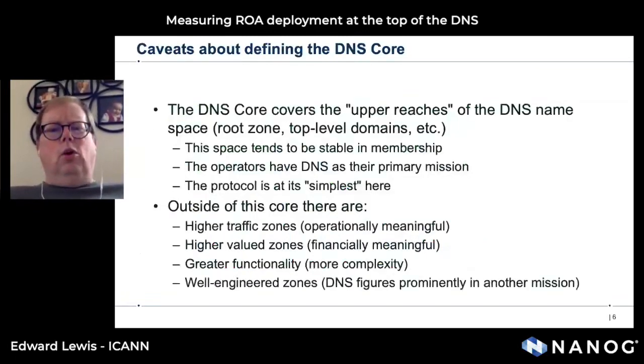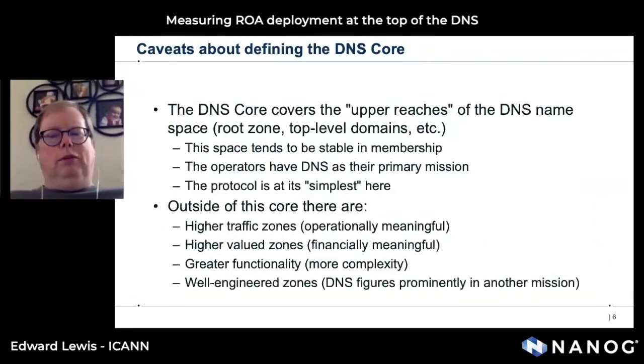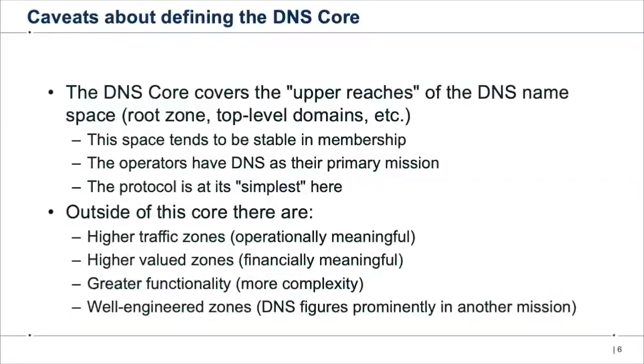So the core, the upper reaches of the core, let me give you some caveats about that because this might play into how you evaluate what I'm saying here. The space up above tends to be pretty stable in the membership. TLDs do come and go, but not many a day. Every once in a while, they come and go. In the last couple of years, a few have been pulled out. Not a great amount, but some.